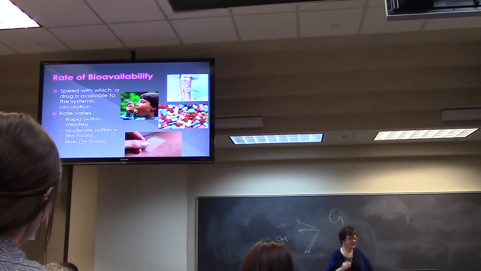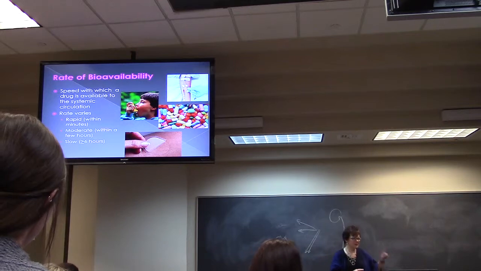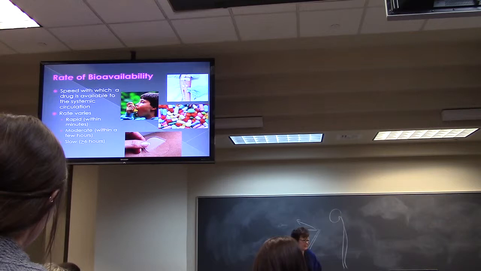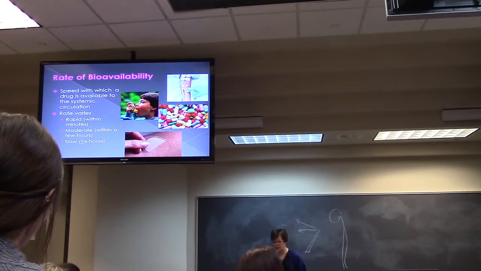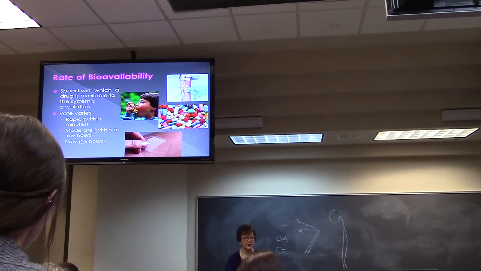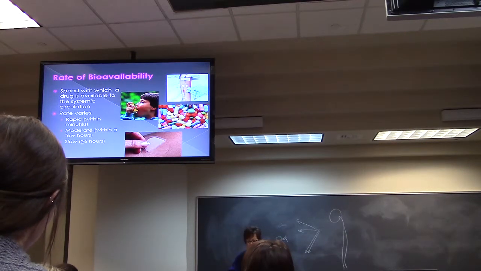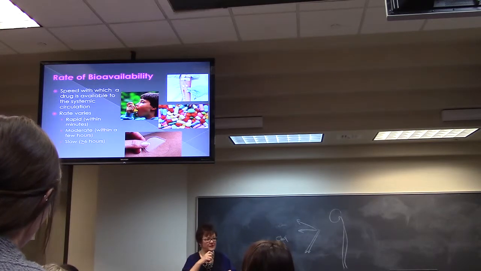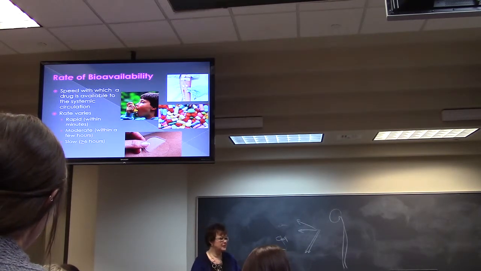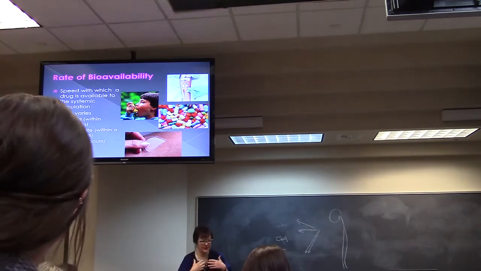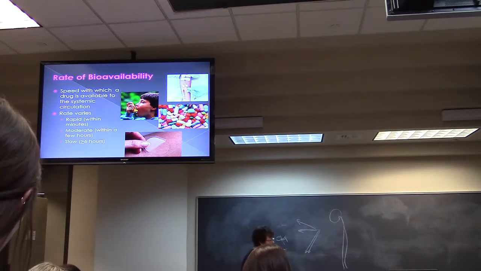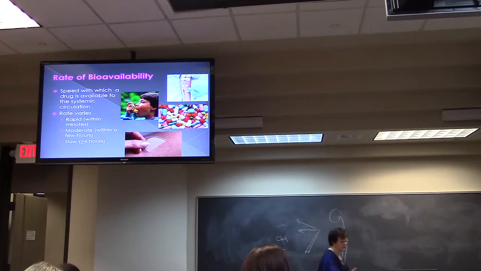The rate of bioavailability is the speed at which a drug is available to systemic circulation. It can be rapid, and that would usually be drugs that can be absorbed really quickly, or an IV. IV would be very rapid. Moderate, usually most of our tablets. An inhaler, when a kid uses an inhaler for acute asthma symptoms, that's rapid. We can get it to the point of action very quickly.